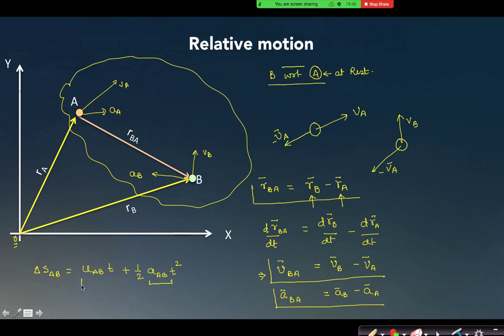And what is UAB? Initial velocity of A with respect to B. And what is SAB? The displacement, meaning the position of A with respect to B. Delta S means displacement. If you omit this displacement sign, you have to put another term, S naught AB, right? So what is S naught AB?